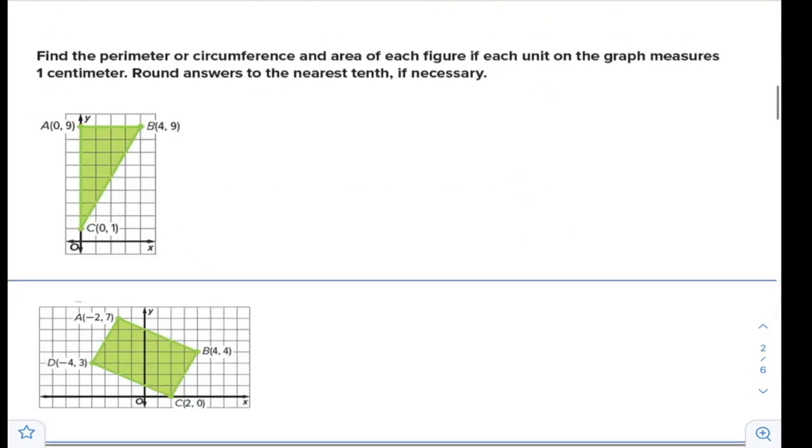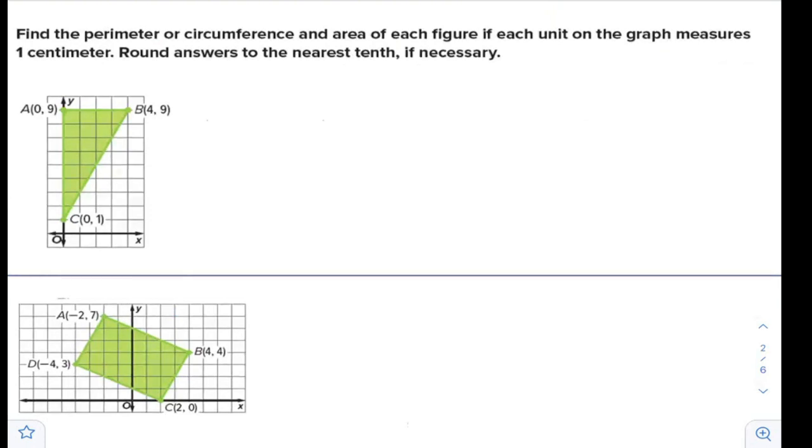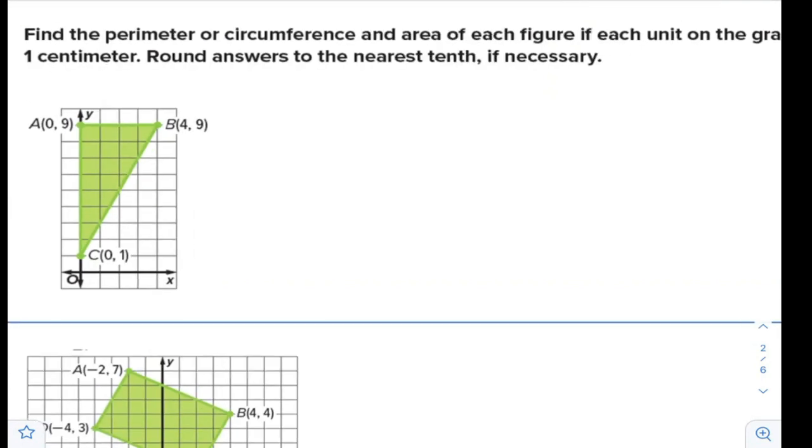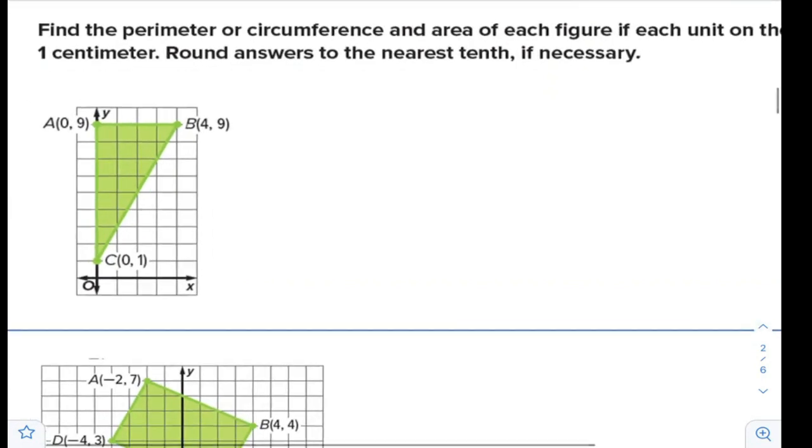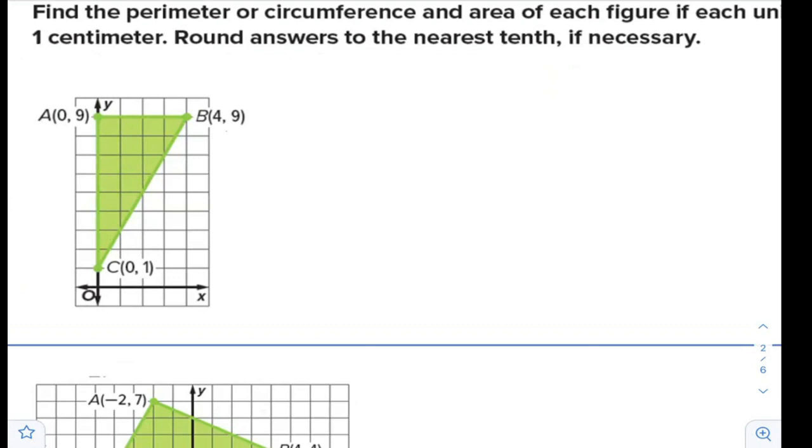Now let's take examples here from the book. Find the perimeter or circumference and area of each figure if each unit of the graph measures 1 centimeter. Round answers to the nearest tenth if necessary. You are asked to find perimeter. So perimeter is the sum of all sides. So we need to find this length.